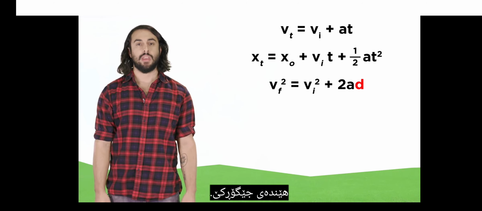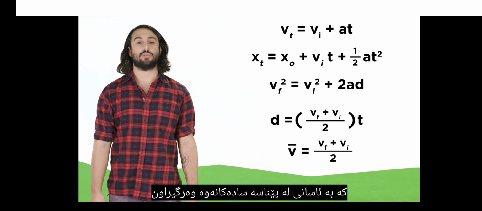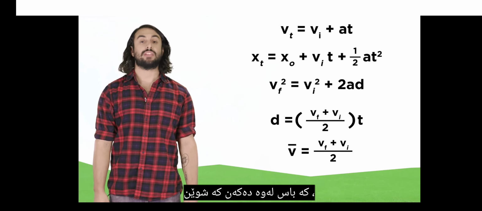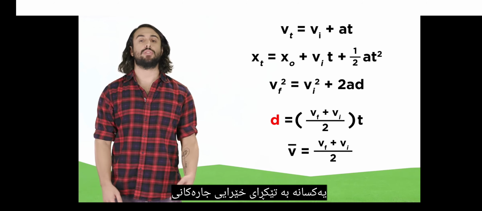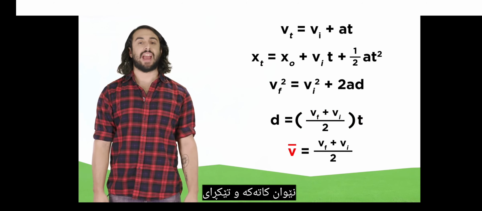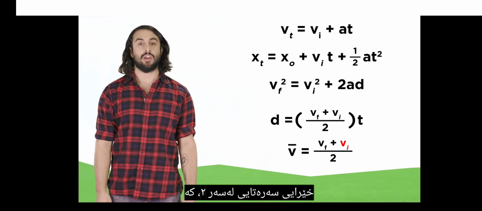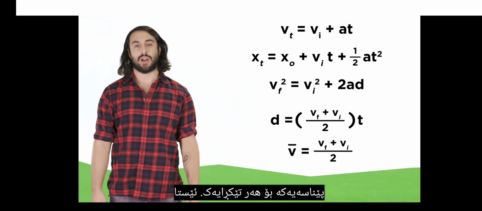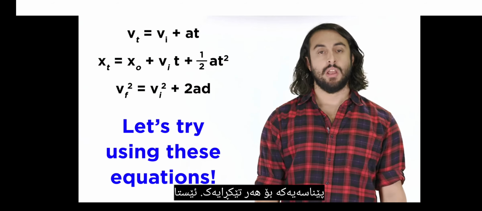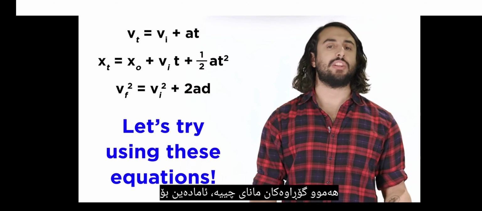Other supplemental equations include these two, which are easily derived from simple definitions, which state that position is equal to the average velocity times the time interval, and that the average velocity is equal to final velocity plus initial velocity over 2, which is the definition for any average. Now that we have these equations and know what all the variables mean, we are ready to apply them to real examples of motion.